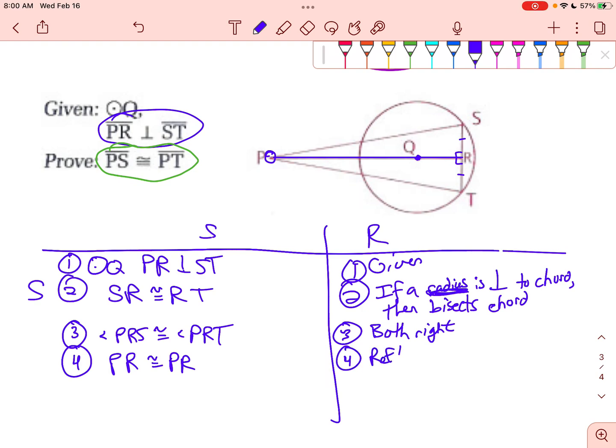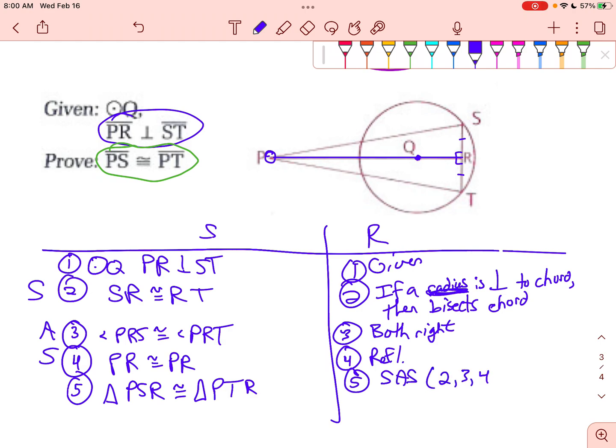That's the reflexive property. And therefore, because we have a side and an angle and a side, we can say that triangle PSR is congruent to triangle PTR, all of triangle PSR is congruent to all of triangle PTR, and that is by side, angle, side in steps 2, 3, and 4.